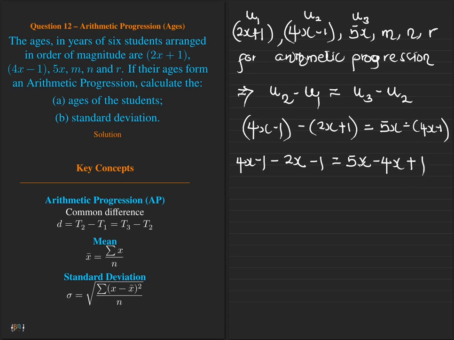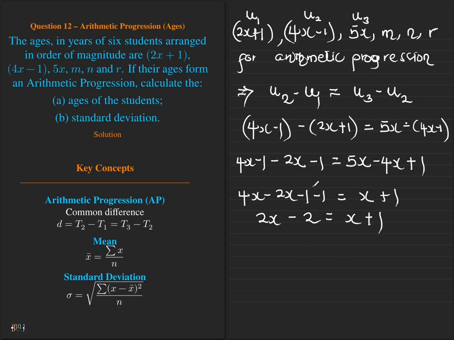We can now simplify and group like terms. So we have 4x minus 2x minus 1 equals 5x minus 4x, which gives us x plus 1. On the other hand, we have 4x minus 2x, which is 2x. So 2x minus 1 minus 1 gives us a negative 2, and that is equal to x plus 1.